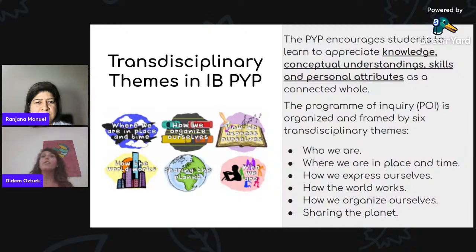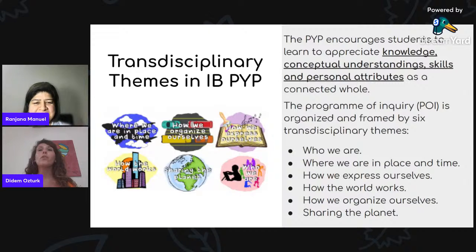Okay, now let's move on to transdisciplinary themes in IB PYP. IB PYP provides us with 6 transdisciplinary themes. I'm sure that if you're in PYP, you already know how these themes work, but let's have a look together before we move on to planning. The PYP encourages students to learn to appreciate knowledge, conceptual understanding, skills, and personal attributes as a connected whole.